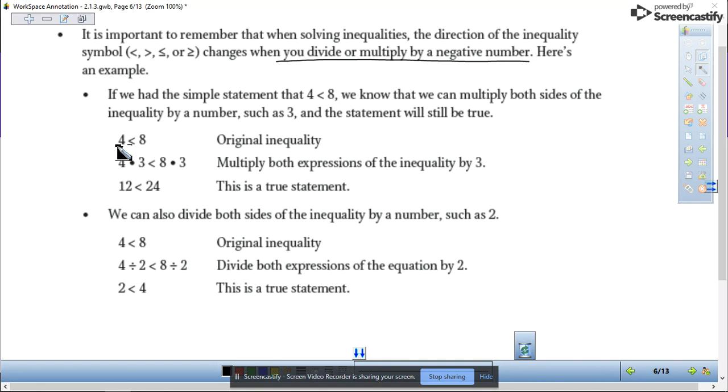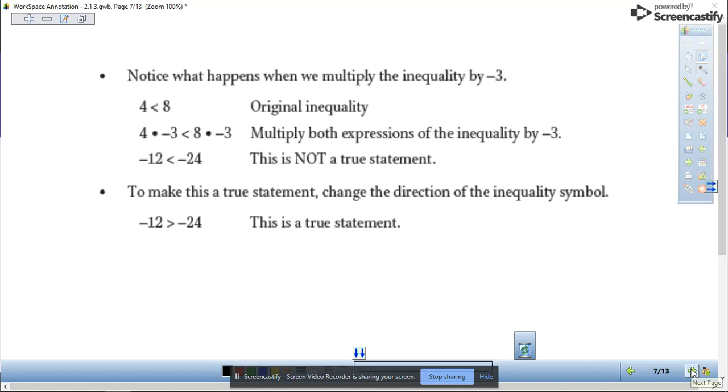Your original inequality is 4 is less than 8. Okay? We multiply both sides by 3, we get 12 is less than 24. That's a true statement. We can also divide, and it works the same way. 4 divided by 2 is 2. 8 divided by 2 is 4. 2 is less than 4. That's still a true statement.